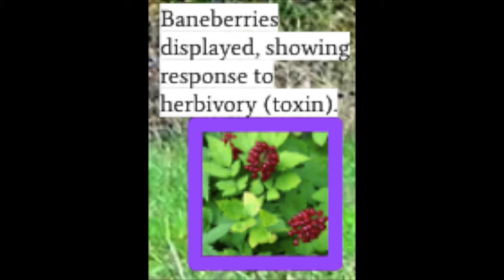The red baneberry shows an example of plant response to herbivory. The red baneberry is an extremely poisonous plant with fruit. Although some small squirrels and birds can eat it, the majority of animals cannot because it releases ranunculin, which is a poison which kills the herbivore.